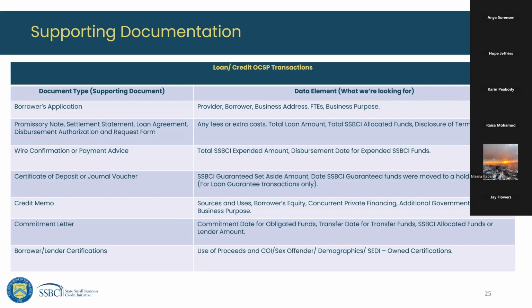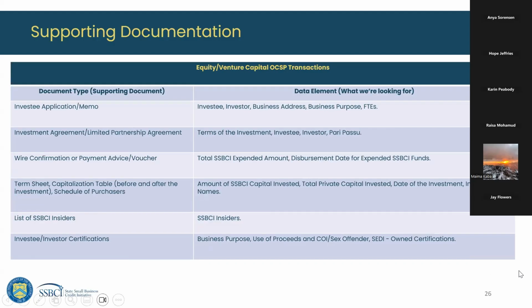We have a similar slide, but it's in the equity VC space. Again, not a comprehensive list, and I'll just go through a few of the key items. Such as the investment agreement. It outlines the terms and conditions of an investment between parties. The cap table is something we really, really look for straight up when we're doing our review. It shows who owns the company before, during, and after the investment.